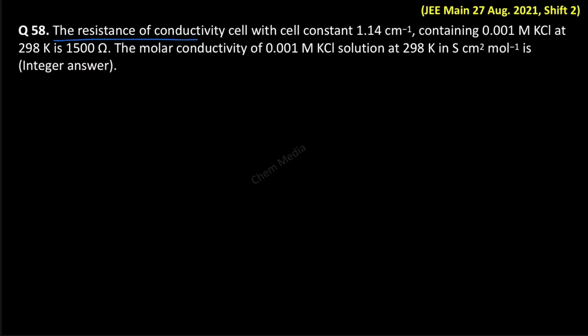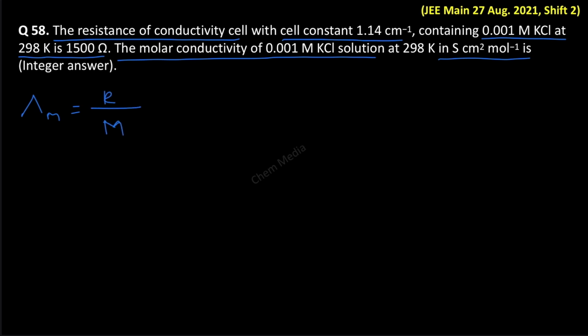The resistance of a conductivity cell with the cell constant 1.14 per centimeter, containing 0.01 molar potassium chloride solution at 298 K, is 1500 ohm. The molar conductivity of 0.01 molar KCl solution at the same temperature in Siemens centimeter square per mole is how much? We know that molar conductivity lambda m is equal to specific conductance, that is kappa, divided by molar concentration.